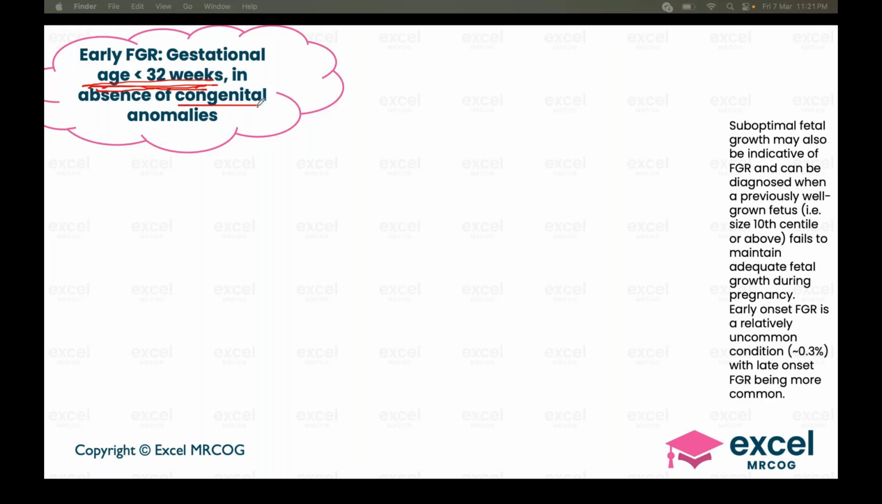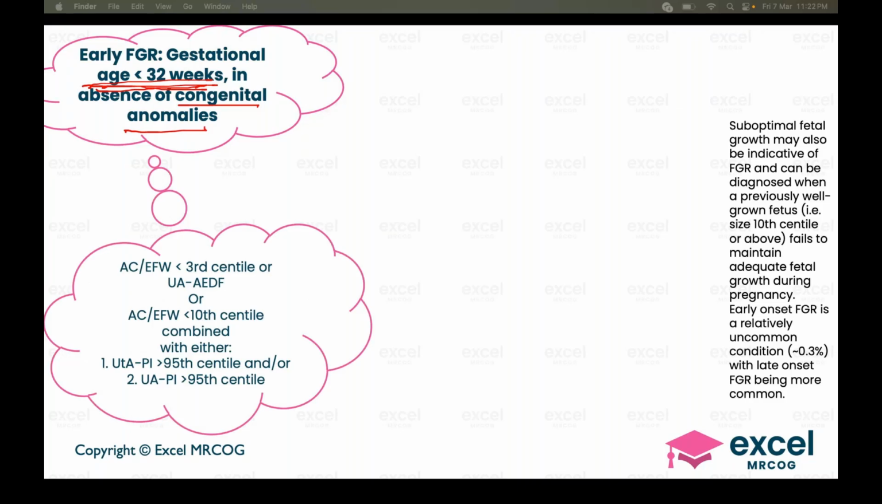Why have they said that? Because congenital anomalies may be syndromic, maybe genetic syndromes like, for example, Edwards syndrome. It may be just that, and that is why the baby is small. But here we are looking at those factors that are possibly placental related. So early FGR, which is placental related, what is the definition? When it is less than 32 weeks, remember that 32 weeks is the cutoff for early.